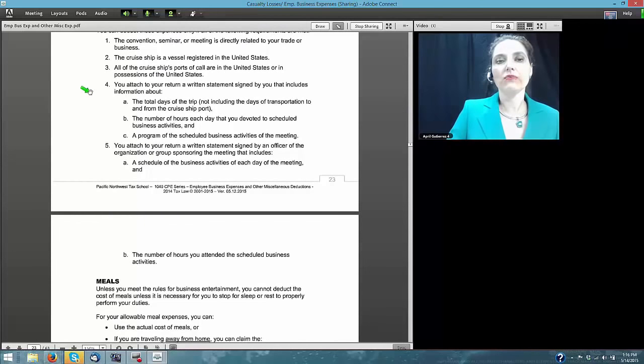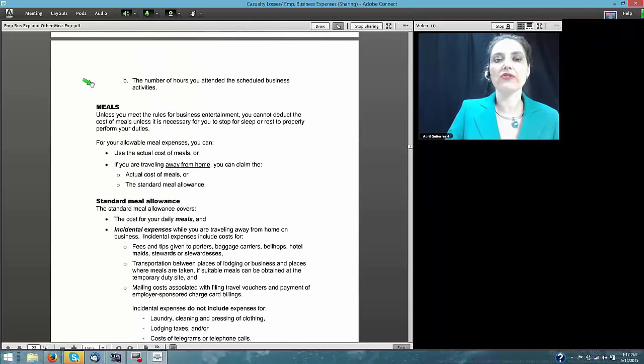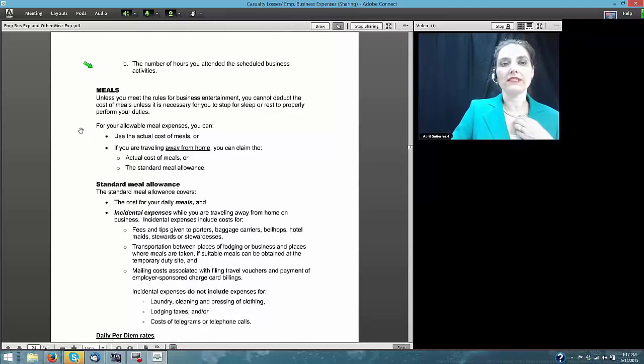You attach to your return a written statement signed by you that includes information about the total number of days on the trip, the number of hours each day you devoted to scheduled activities that are business related, and a program of the scheduled business activities of the meeting. You attach to your return also a written statement signed by an officer or organization of the group sponsoring the meeting, which includes a schedule of the business activities of each day of the meeting and the number of hours you attended the scheduled business activities.